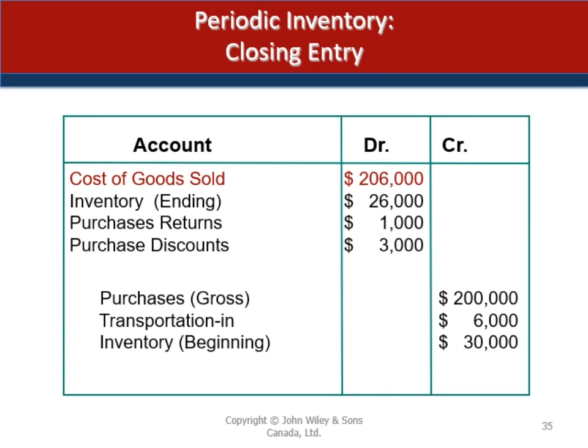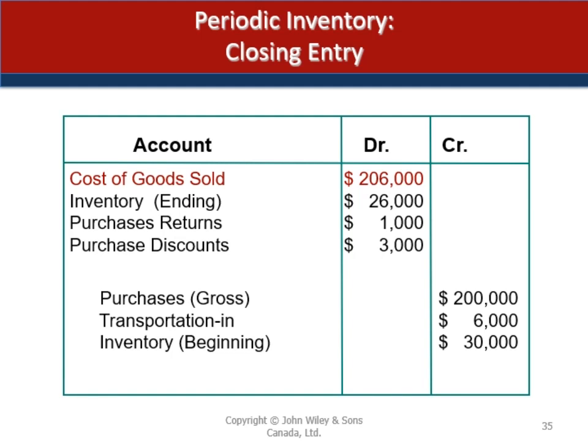Ending inventory is being debited, so we're actually recording that amount as an asset. You'll see at the bottom, the inventory beginning goes away. So it takes away the beginning inventory and brings it down to zero and replaces it with ending inventory of 26,000. The purchases needs to go away. It's a temporary account, so we're reducing it by crediting the $200,000.